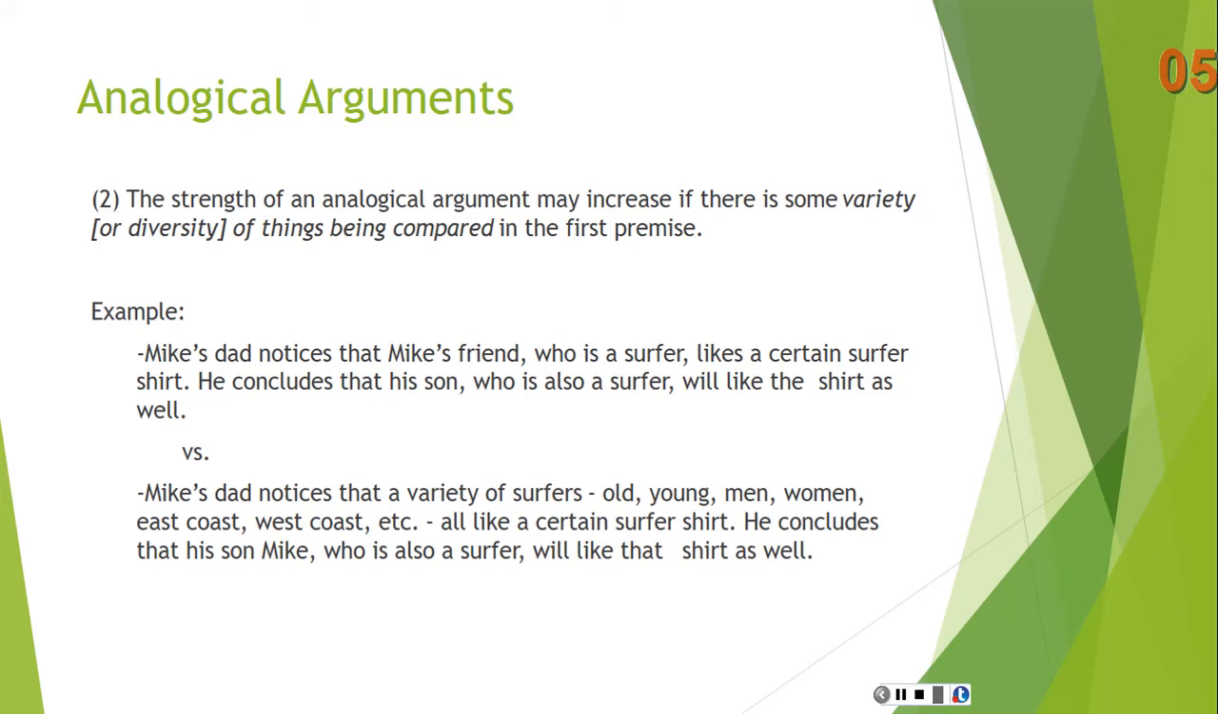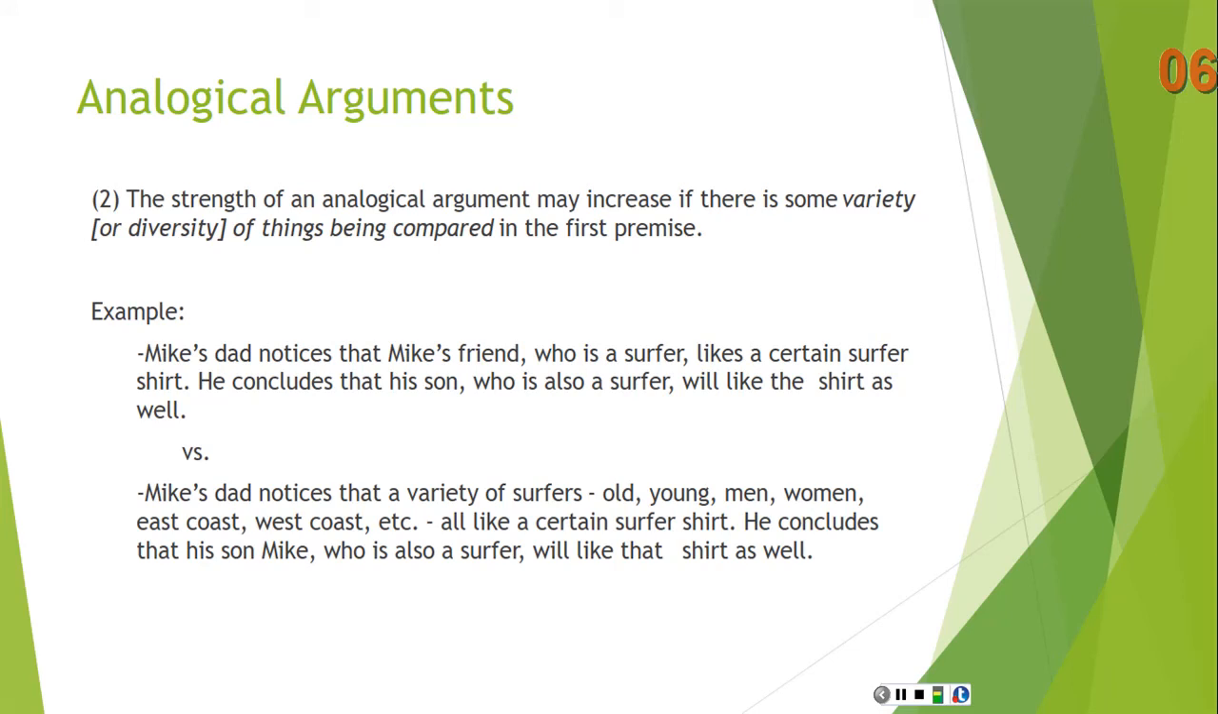Okay, so his son is supposed to be Mike, right? So Mike's friend is a surfer and likes this certain surfer shirt. Therefore, Mike, who is a surfer, will like this surfer shirt. So Mike and the friend are the two things being compared. They have a characteristic in common, that they're surfers.